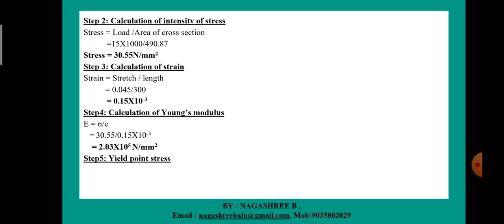So the next requirement of the problem is to find out the yield point stress. Yield point stress is nothing but load by cross-sectional area at yield point. So yield point load divided by cross-sectional area. Yield point load they have given as 127.65 kilonewton. So we are supposed to convert that kilonewton into newton by multiplying by 1000. So therefore it is 127.65 into 1000 divided by the area of cross section that we have calculated earlier, that is 490.87. So therefore stress is equal to 260.04 Newton per mm square. So this is nothing but your yield point stress.